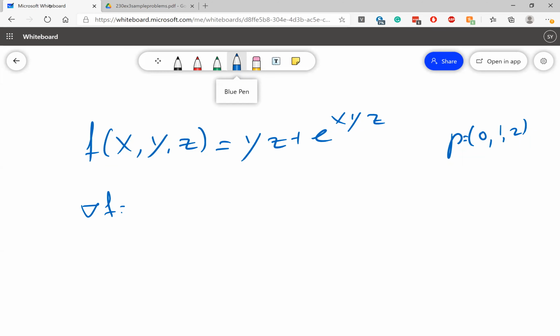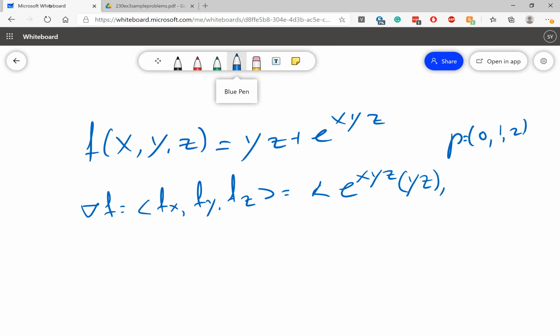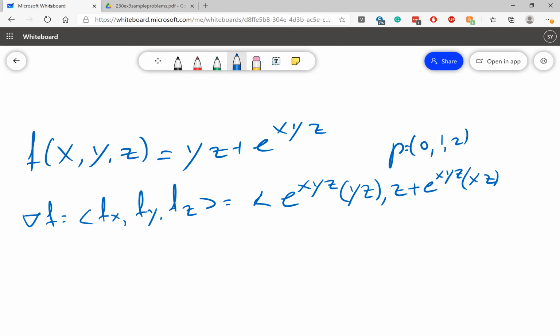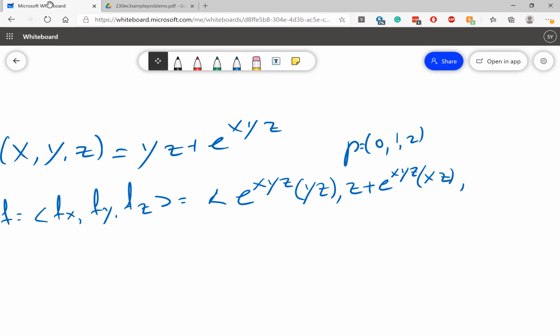So the gradient of f is the partial with respect to x, partial with respect to y, partial with respect to z. The partial with respect to x is going to be e^(xyz) times yz. The partial with respect to y is going to be z plus e^(xyz) times xz. The partial with respect to z is going to be y plus e^(xyz) times xy.